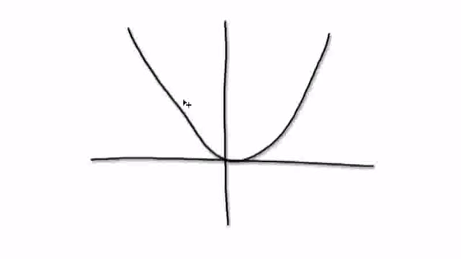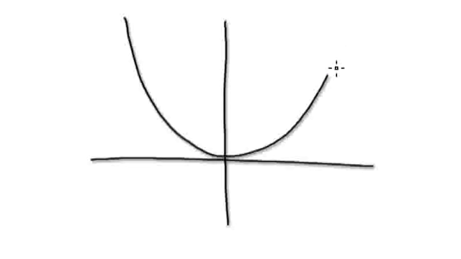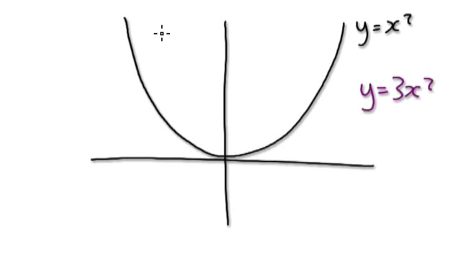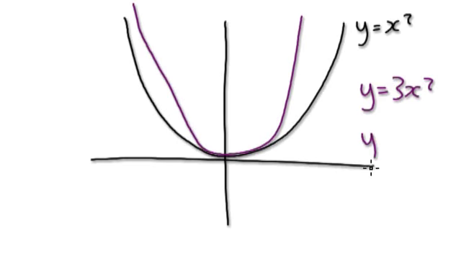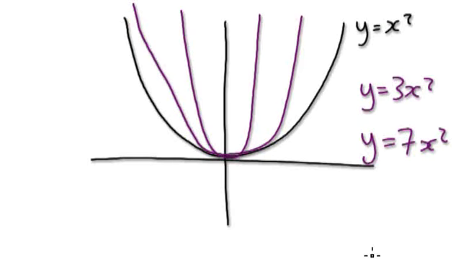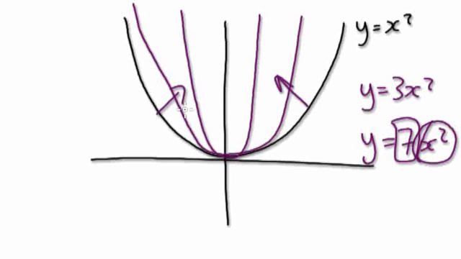Let me do it again. y equals x squared will look something like this. So this is your y equals x squared. Now if you want to know what y equals, let's say 3x squared, it will look something like this. It will just make it steeper. If you have y equals 7x squared, it will be even steeper, like that. So the coefficient of x squared just makes it steeper. That's all.